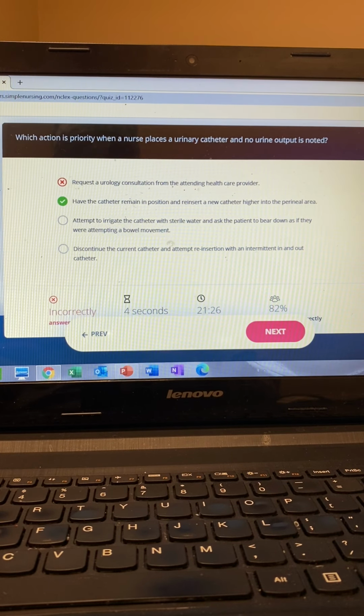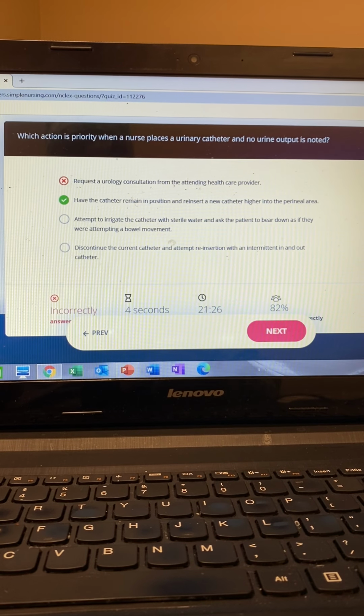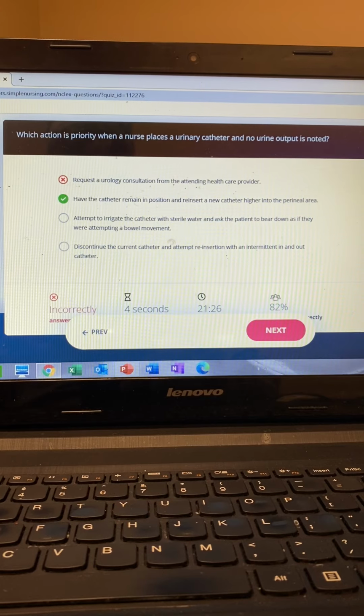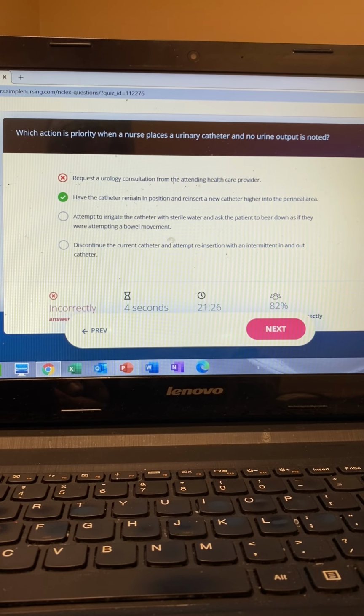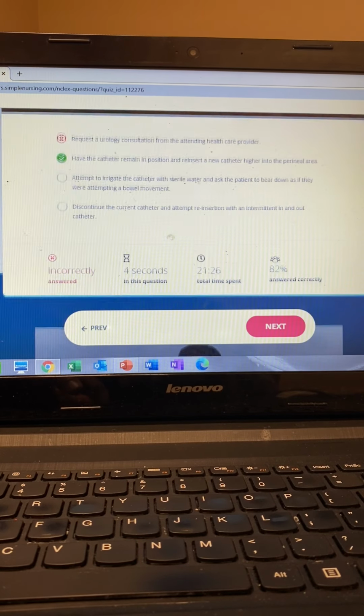Now, option 3 and 4 are incorrect. Guys, we don't irrigate until we ensure the catheter placement. And option number 4, we don't discontinue. We always leave that missed catheter in place and always attempt a new placement.